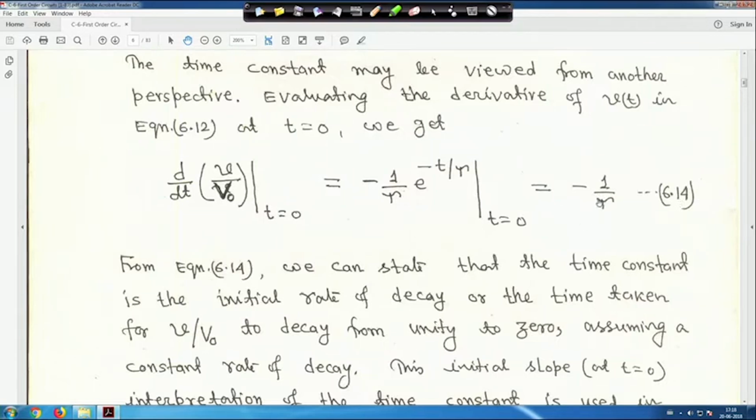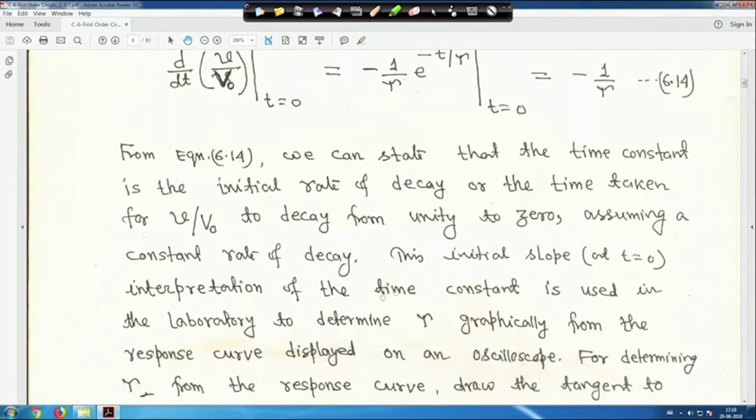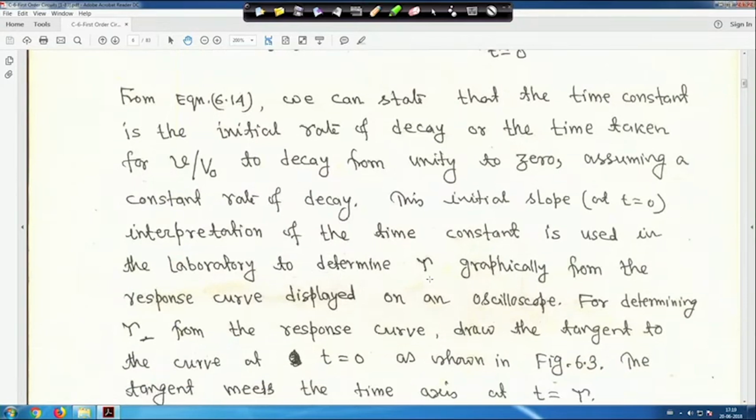Now, from equation 14 we can state that the time constant is the initial rate of decay, or the time taken for V by V 0 to decay from unity to 0, assuming a constant rate of decay. This interpretation of the initial slope at t is equal to 0 is used in the laboratory to determine tau graphically from the response curve displayed on, say, an oscilloscope.